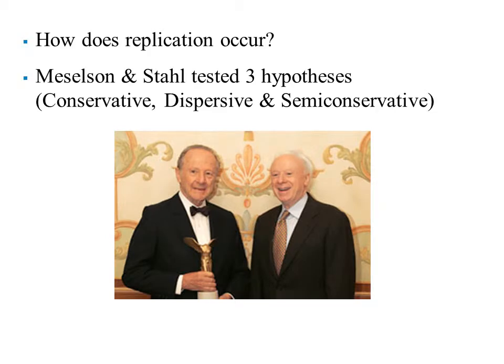How does replication occur? Well, Meselson and Stahl addressed this question. They proposed three hypotheses to address it. The first hypothesis was that conservative replication took place. Then the second one was that dispersive replication took place. And then the third was semi-conservative replication.